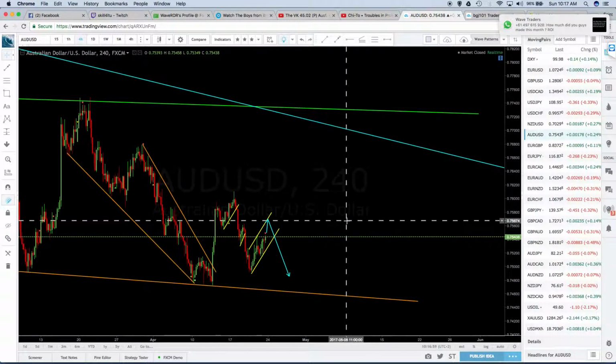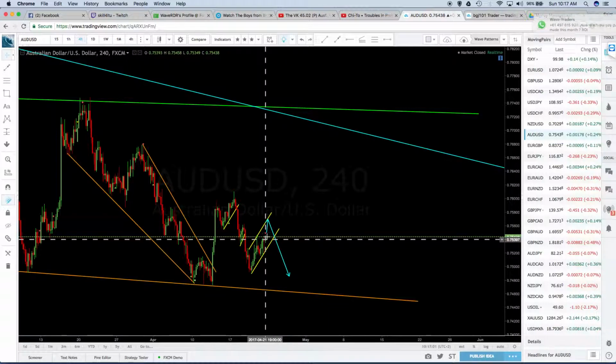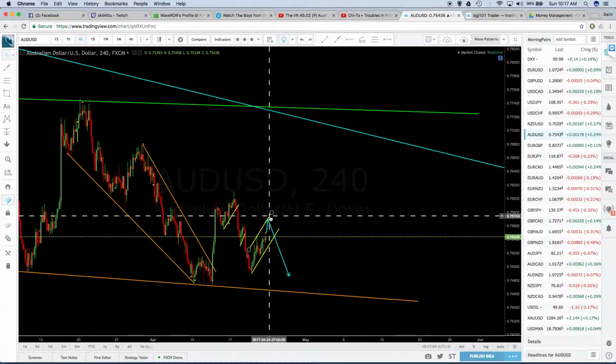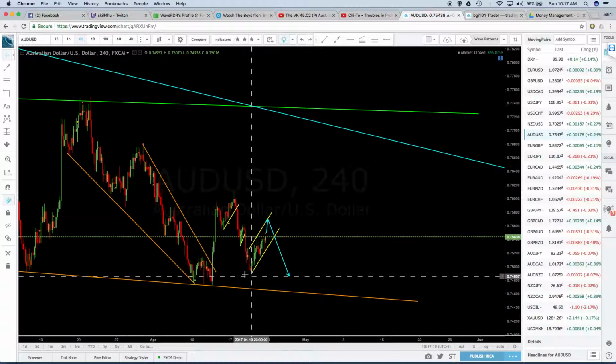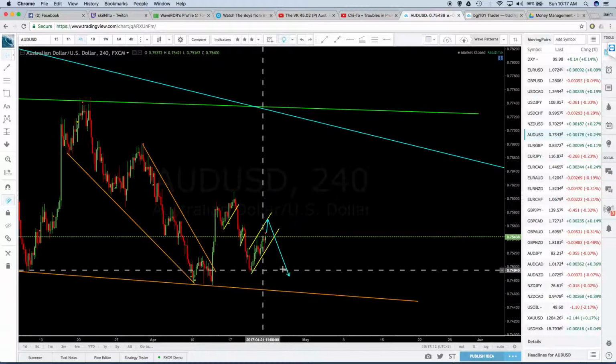So AUD USD, same look. We have the US dollar weakness pushing it up to the top of this flag and looking for dollar strength to break the pattern and come down at least to this low, maybe somewhere below it.